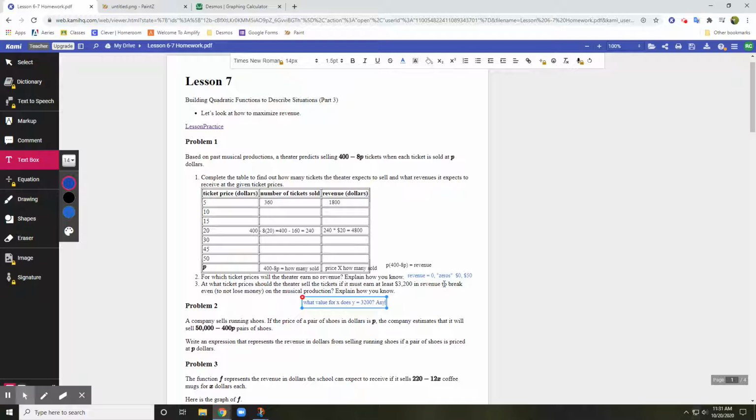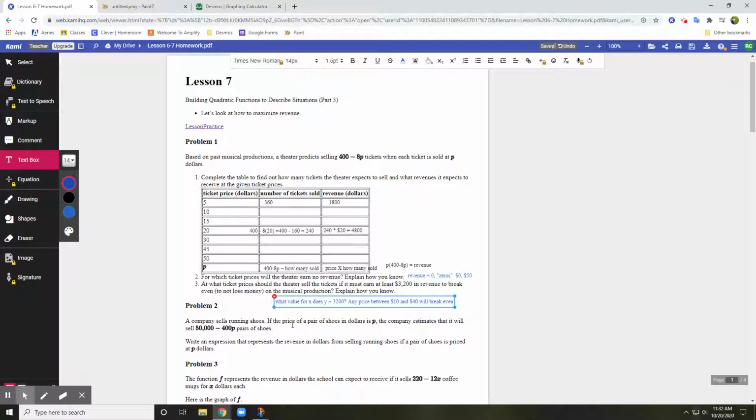So any price between 10 and 40 will break even. All right, so that's our answer for question 1. It's a little bit of a complicated question, and it feels like one of the most detailed questions. All right, so let's look at problem 2.